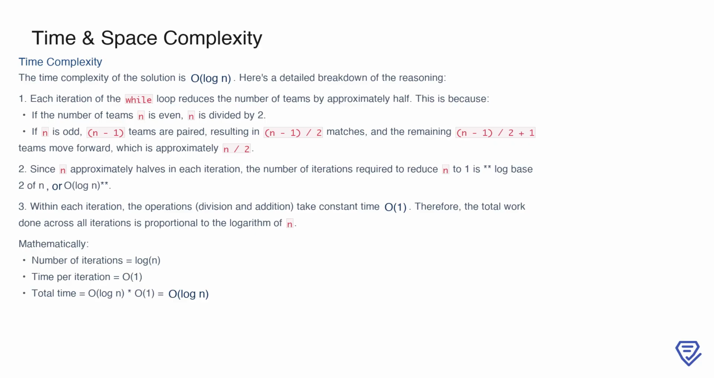Because the number of iterations required to reduce n to 1 corresponds to the logarithm of n with base 2, the total number of iterations is proportional to log n. Since each iteration performs a constant amount of work, such as basic arithmetic operations, the total time complexity is O(log n). This explains why the solution is highly efficient for large input sizes.